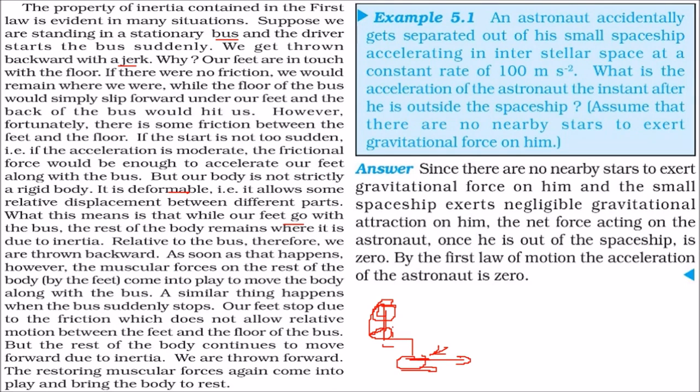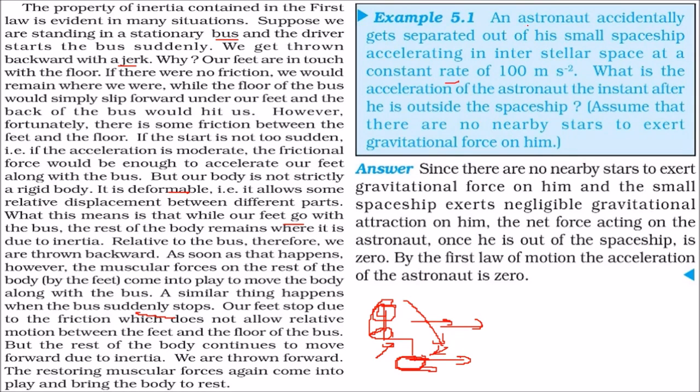And this same scenario will happen when the bus suddenly stops. If it suddenly stops, our feet stop due to the friction, which does not allow relative motion between the feet and the floor of the bus. But the rest of the body continues to move forward due to inertia. That is why we are thrown forward. But we have restoring muscle forces. These will come into play and bring our body to rest.